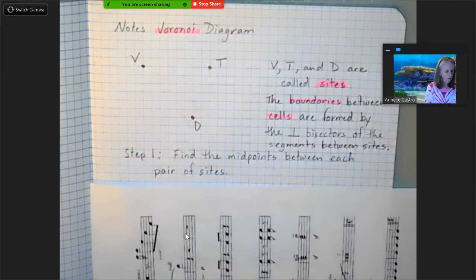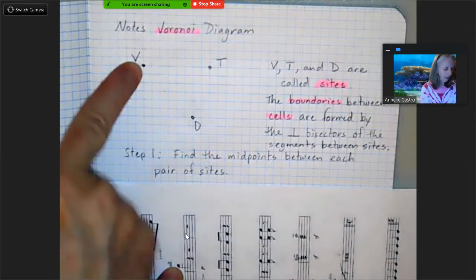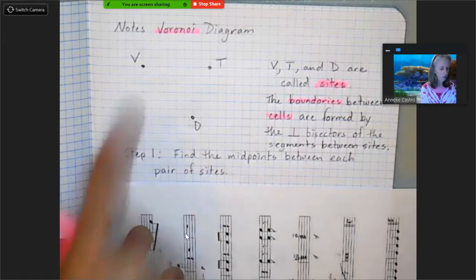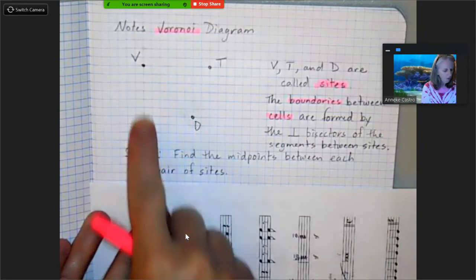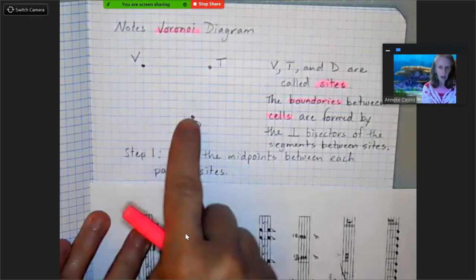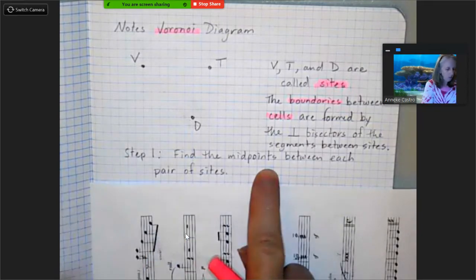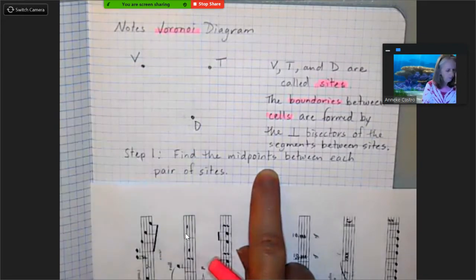Okay, so here are the step-by-step instructions. Step one, find the midpoints between each pair of sites. So for example, between V and D. Notice I didn't put any numbers on here. You could use the midpoint formula, which is in the formula packet, if you have numbers, but we don't have numbers. So we are just going to look at vertically, how far is it, and horizontally, how far is it? And we're going to take half those distances. We're going to actually create this after we write down the directions, but let's write down the directions first. So we're going to find the midpoints between each pair of sites: a midpoint between V and D, D and T, and V and T.